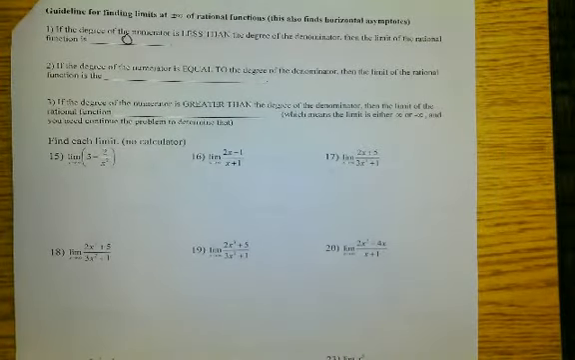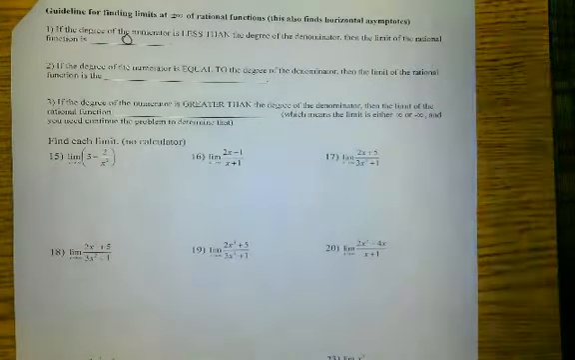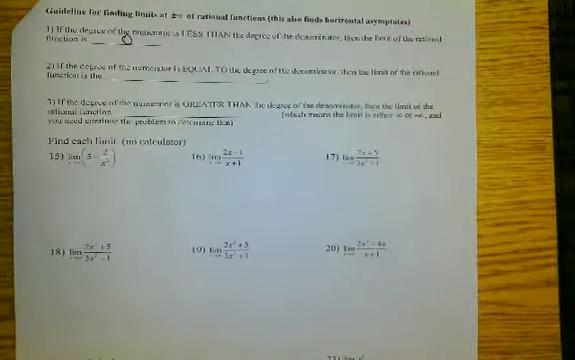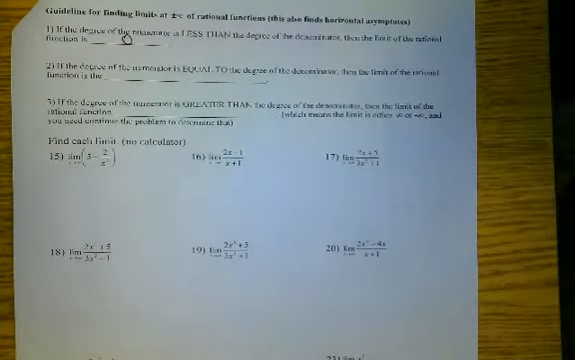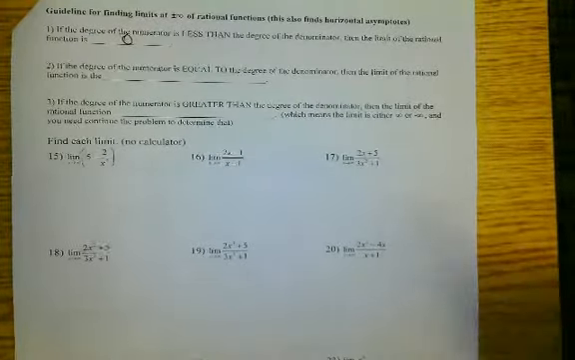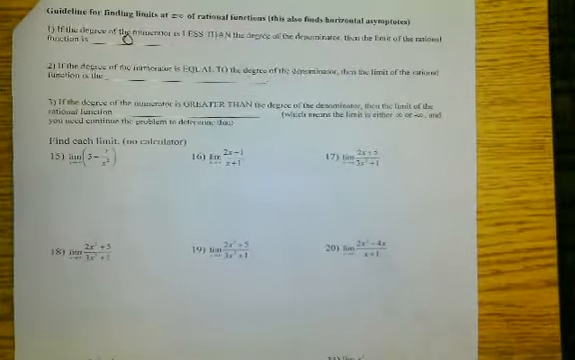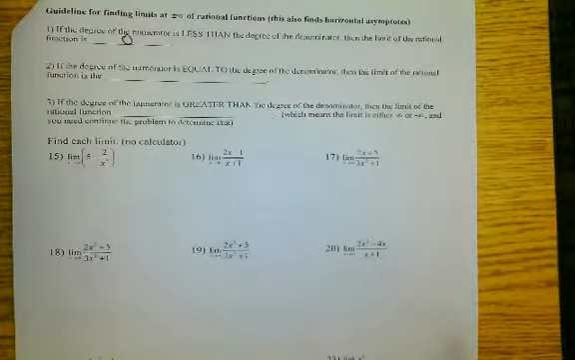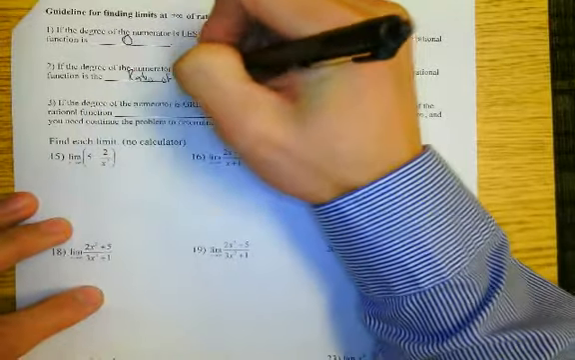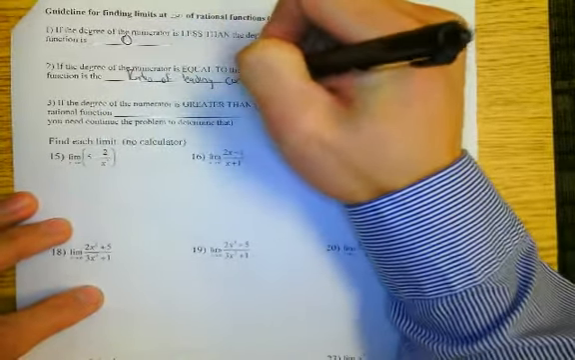Alright, these are the rules you're going to use to find limits that go towards infinity or negative infinity. By the way, they're the same rules that you use to find horizontal asymptotes. So, number 1, if the degree of the numerator is less than the degree of the denominator, your limit would be 0. Okay? Number 2, if the degree of the numerator is equal to the degree of the denominator, then what happens? It's the ratio of leading coefficients.